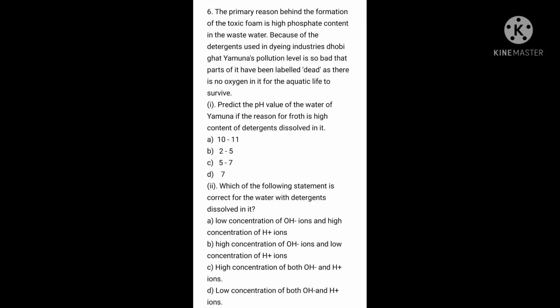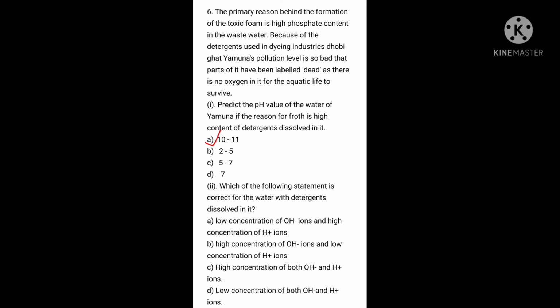Now question number 1. Predict the pH value of the water of Yamuna if the reason for the froth is high content of detergents dissolved in it. Option A, 10 to 11, B, 2 to 5, C, 5 to 7, option D, 7. Here the correct answer is option A, 10 to 11.